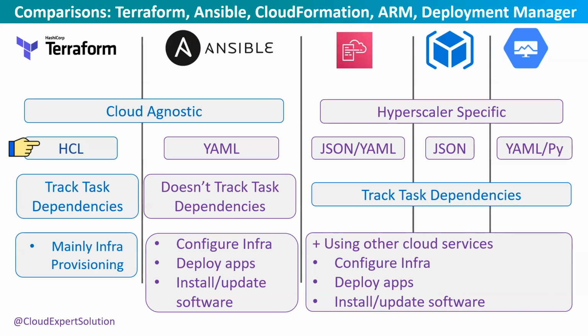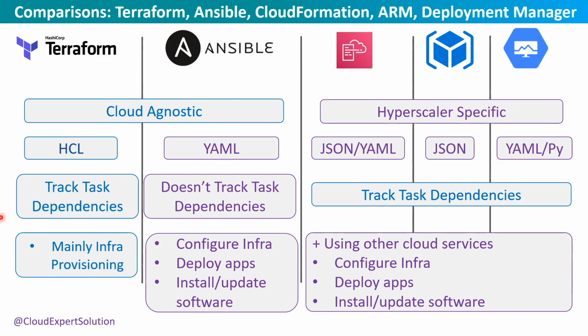Now, in terms of coding language, Terraform uses HashiCorp Configuration Language. It's a JSON-type syntax, whereas Ansible uses YAML syntax for the scripting. CloudFormation supports both JSON as well as YAML. Azure Resource Manager supports JSON, whereas Google Deployment Manager is based on YAML and Python.